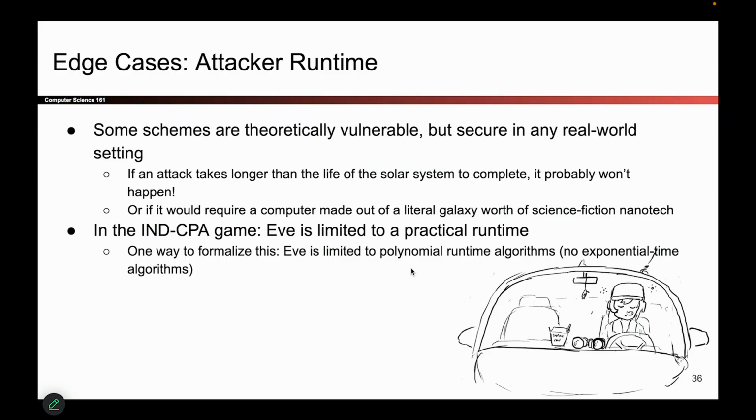The way that we will formalize it in our class is we'll say Eve's algorithms all have to run in polynomial runtime. So whatever it is that Eve is doing behind the scenes to try and break the scheme and win the game, the things she's doing have to be polynomial time algorithms. O of n squared is okay, O of n cubed is okay, but O of 2 to the n is not okay. That's exponential time. That's just one of many ways to formalize the fact that some attacks out there do work in theory, but take way too long, so we don't care about them. They will never happen in real life. That's our second edge case.